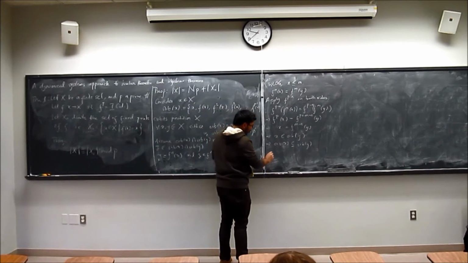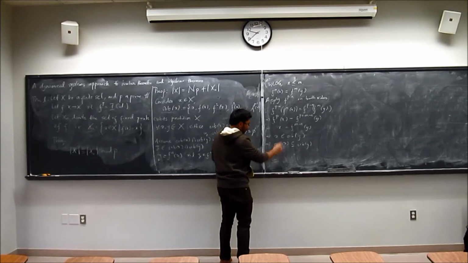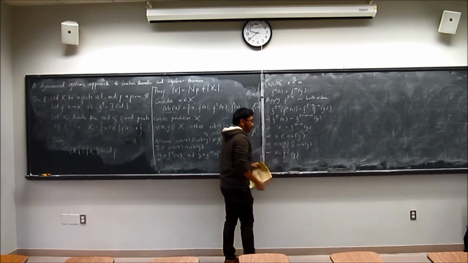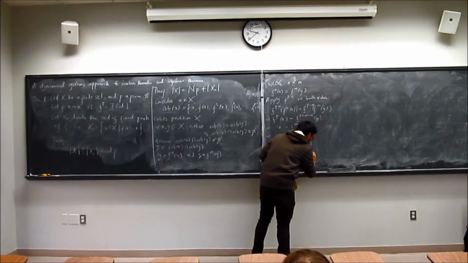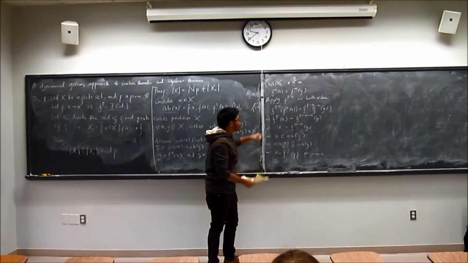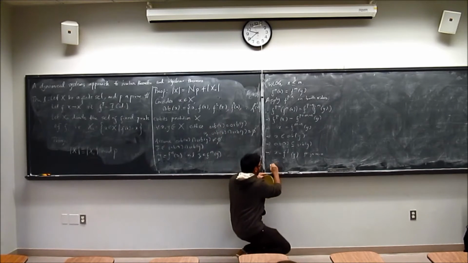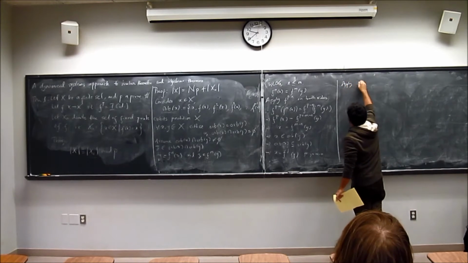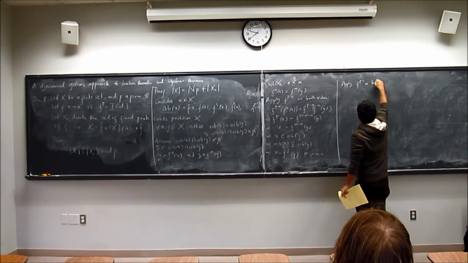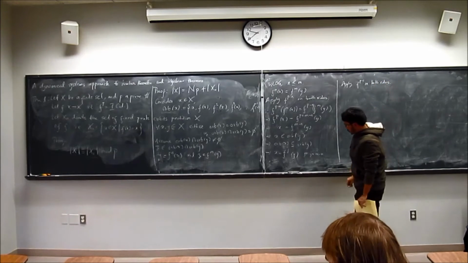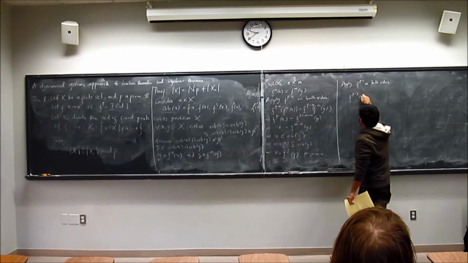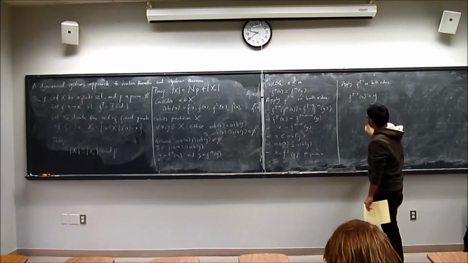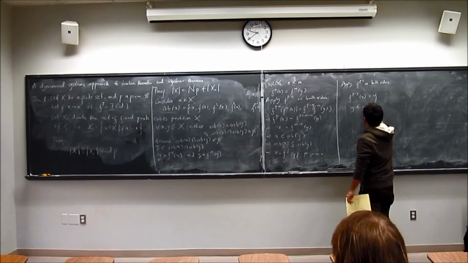Now, this also tells us, if we write x is f to the j of y, where j is m minus n, you can do a similar trick over here and apply f to the p minus j on both sides. You get that f to the p minus j of x is equal to y, because f to the p of y is still y. So that tells us that y is in the orbit of x, right?